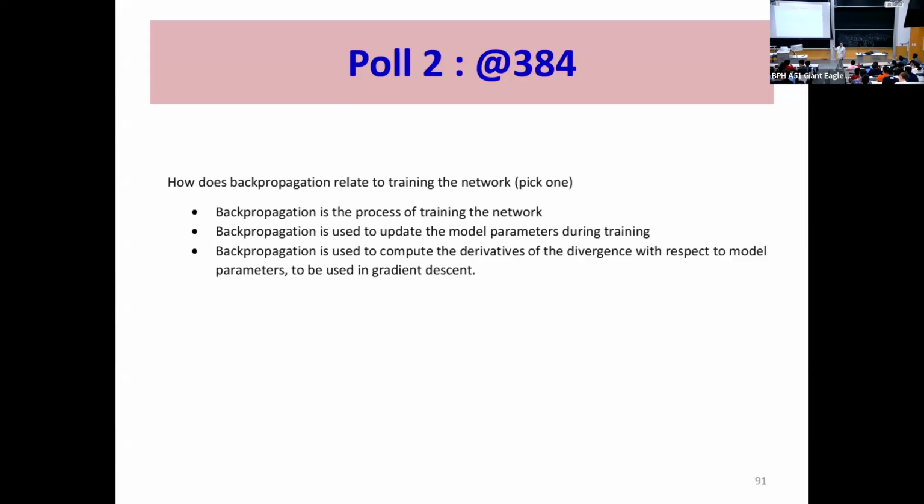Okay, does everybody agree that the third option is right? Right, backpropagation is the business of computing derivatives. People will often say, I'm training with backpropagation. Are you really training with backpropagation? You really aren't. You're using backpropagation in the gradient descent algorithm for training. Training itself is performed by a different algorithm. This is just a mechanism for computing derivatives, right?